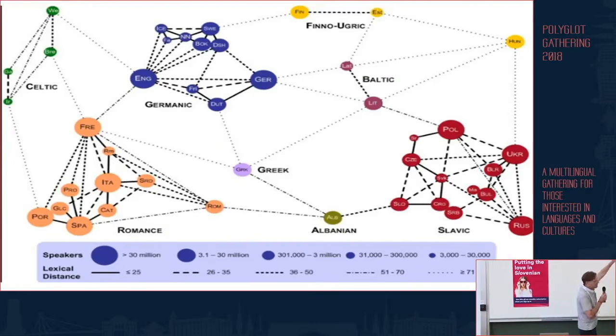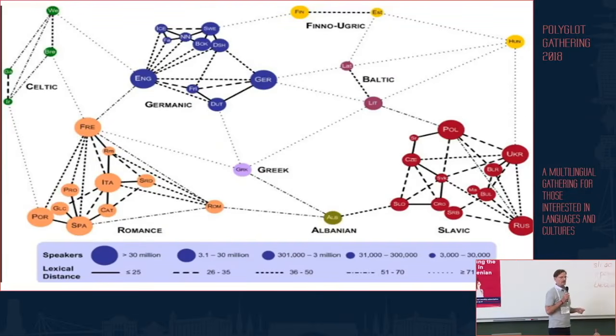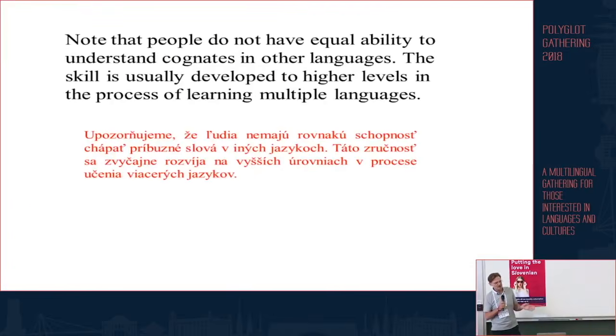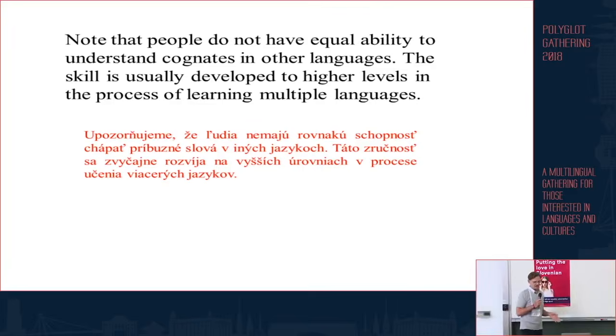I find the Slavic group the most interesting because there's so much interesting lexical similarity as you go from east to west and north to south. Now, this is important. Note that people do not have equal ability to understand cognates in other languages. It's a skill that you develop to higher levels as you learn more and more diverse languages. You start to recognize them.